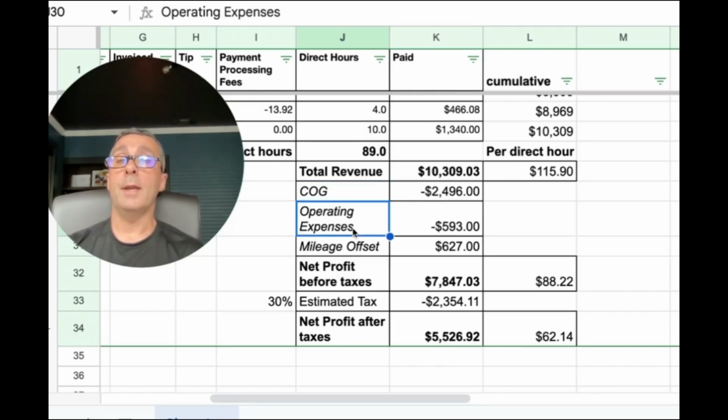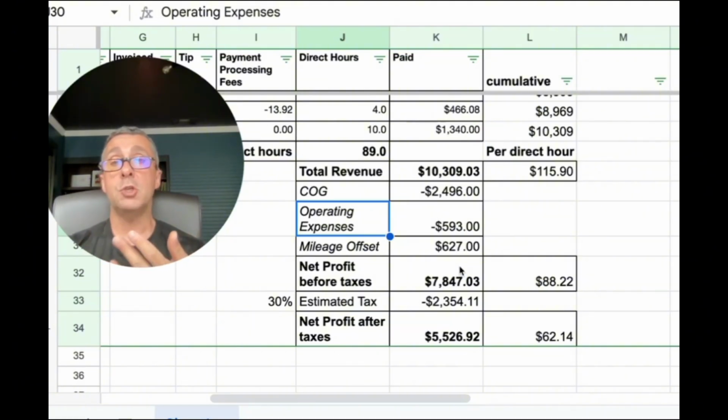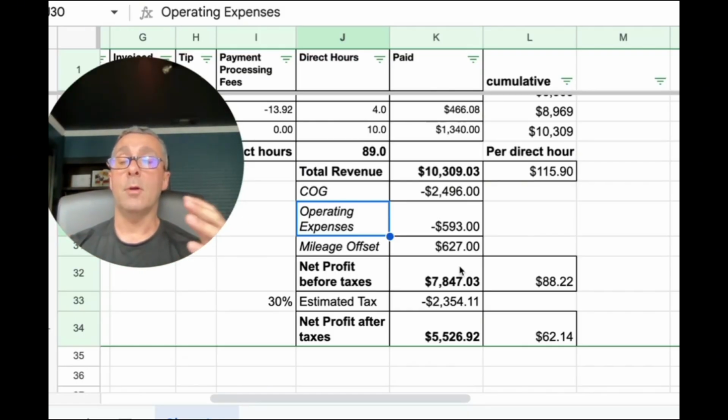Then I have my operating expenses. My operating expenses are things like what am I paying for my software, my CRM, Markate? What am I paying for insurance? What am I paying for any advertising? All the stuff it takes to keep my business going on a monthly basis is in here. So this is basically my break even. How much do I have to make every month just to break even? This particular month is about $593 that I needed to make back just to break even.